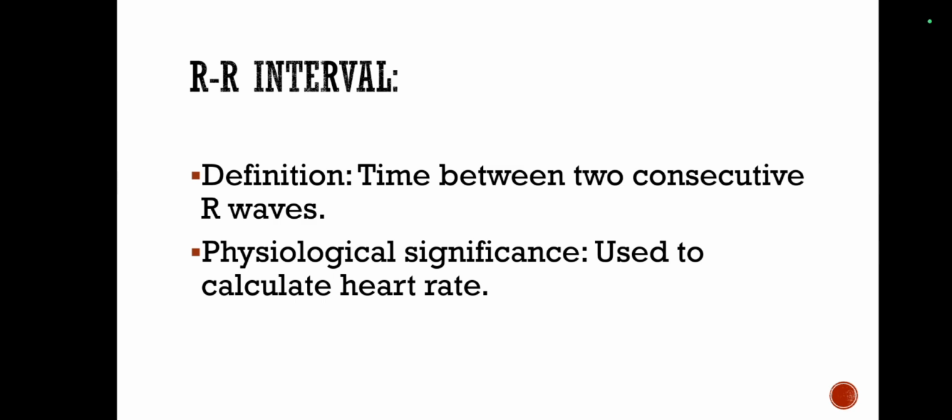The next is the RR interval. It is the time between two consecutive R waves, which means one R wave to the other R wave. Physiological significance, it is used to calculate heart rate.